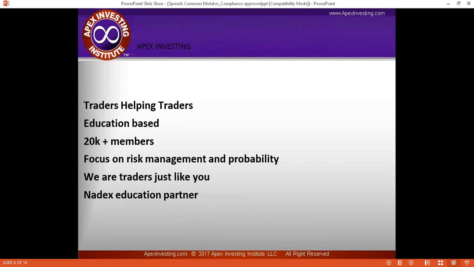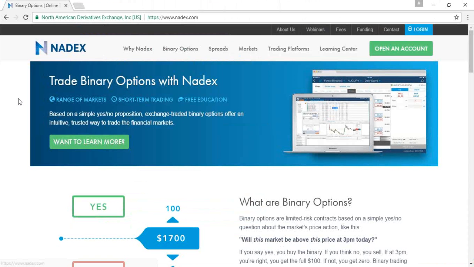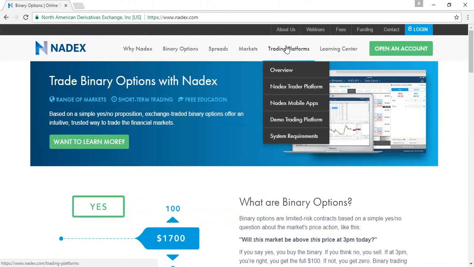Okay, so for those of you that are brand new, hop on over to nadex.com, and if you don't have one already, I want to encourage you to open a demo account. If you're on the Nadex website and you go right here under trading platforms, you'll see a few different tabs.